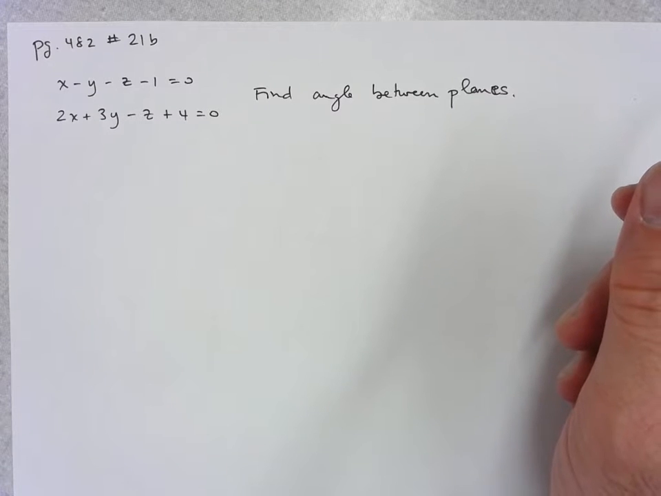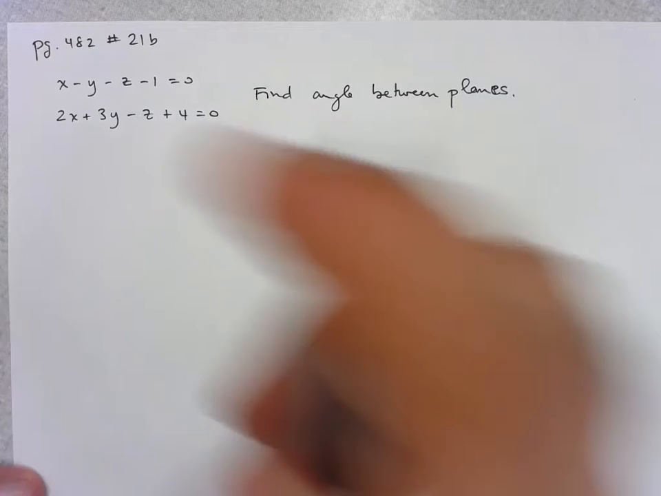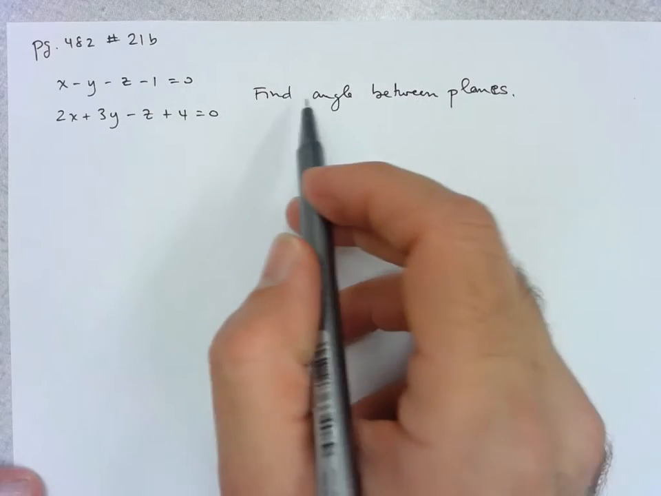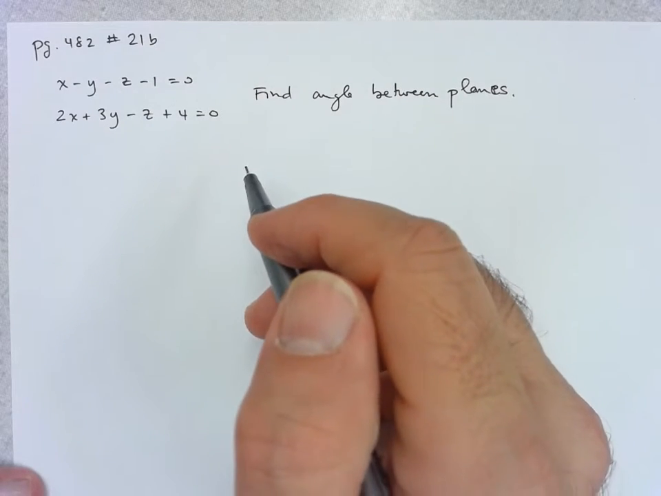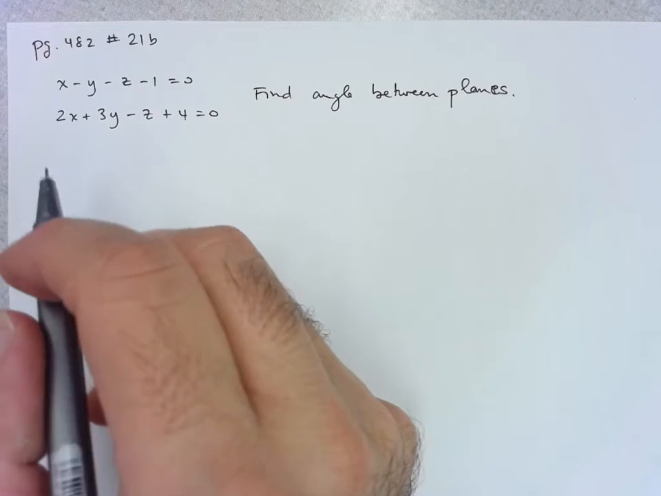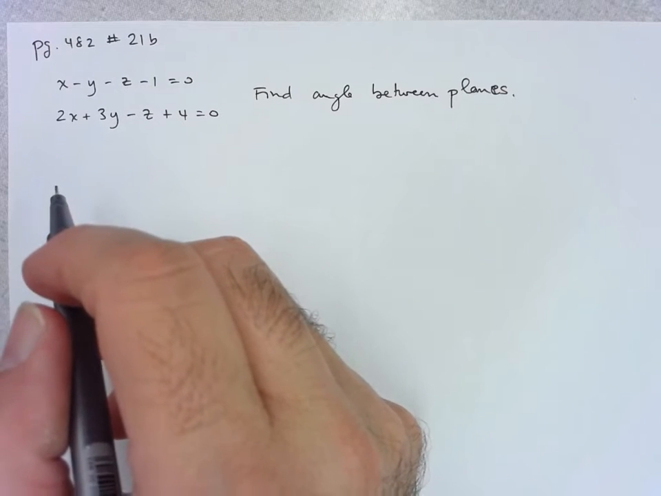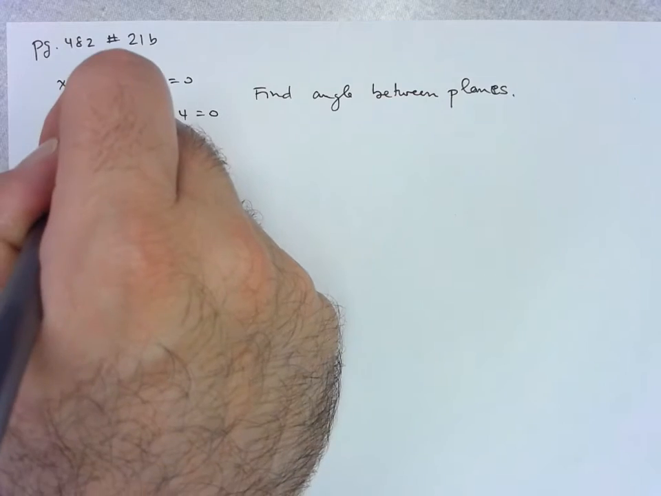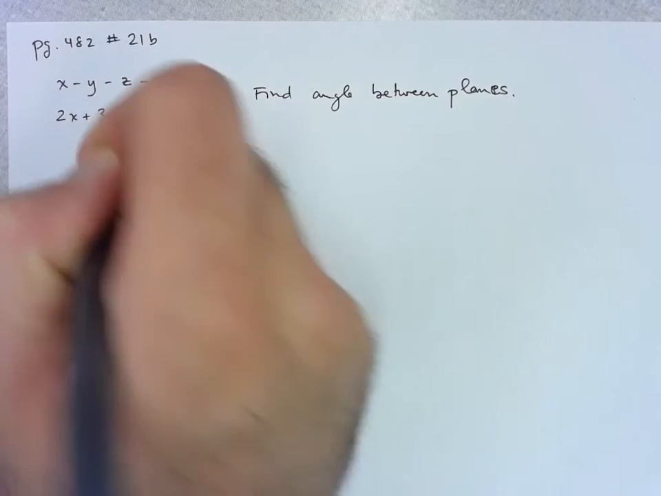Hi folks, this is 21B on page 482. They give us the equations of two planes and they want us to find the angle between the planes. What we had shown was that the angle between two planes is equivalent to the angle between their normal vectors. So the first thing I have to do is identify the normal vectors of these planes.